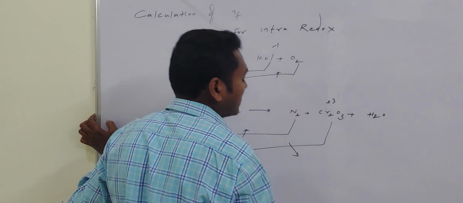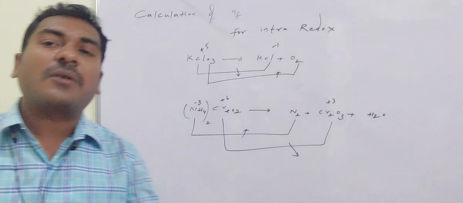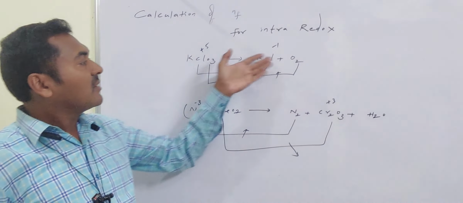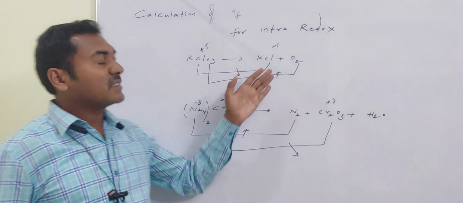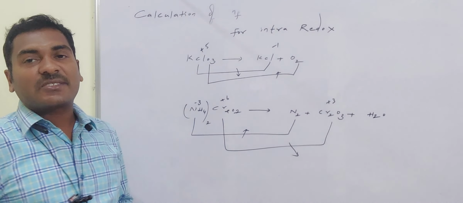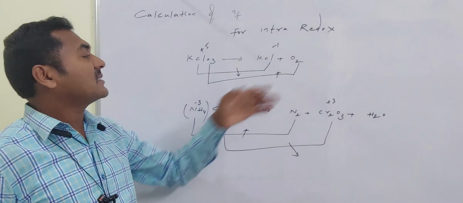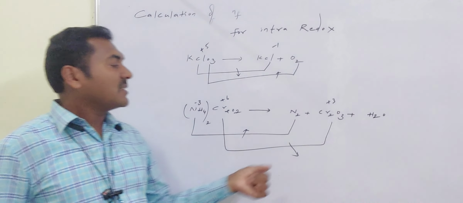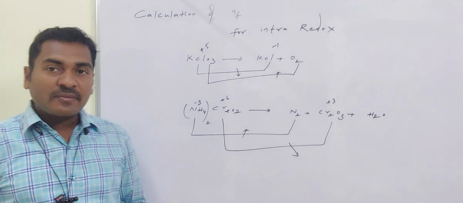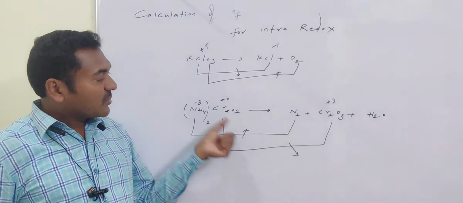This decrement in oxidation number is known as what? Reduction. So from the same compound, one element, here chlorine, undergoes a decrement in oxidation number, known as reduction. Oxygen of the same compound, potassium chlorate, undergoes an increment in oxidation number, known as what? Oxidation. Similarly, in this ammonium chromate, nitrogen of minus 3 is converted to nitrogen 0. Nitrogen belongs to ammonium chromate. Chromium, which is participating in reduction, also belongs to the same ammonium chromate.